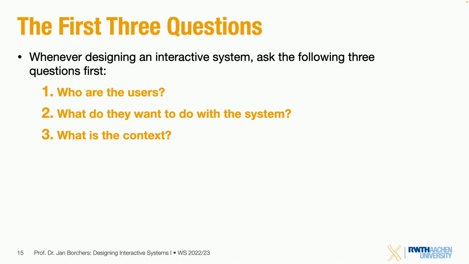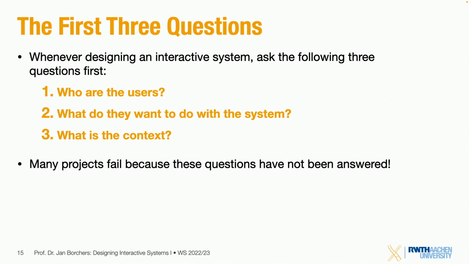So users, task, context are the three things you need to ask yourself, and you need to ask the design team, and you need to probably involve users to find out about this in order to answer this. If you don't answer this, there's a good chance that your project fails. You may build something, but maybe it's not for the right kind of people. Maybe it's for a different task than what people need to do, or maybe it's for a different context than what people are actually in.